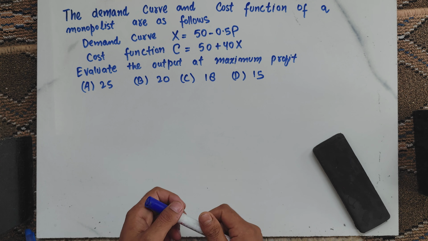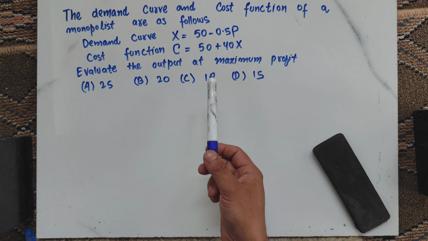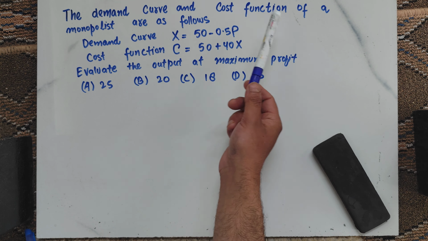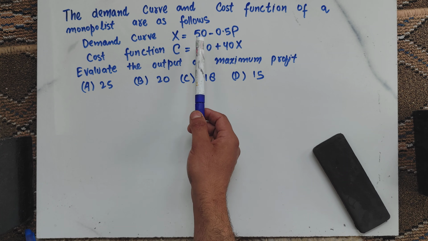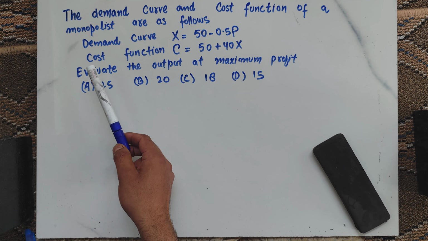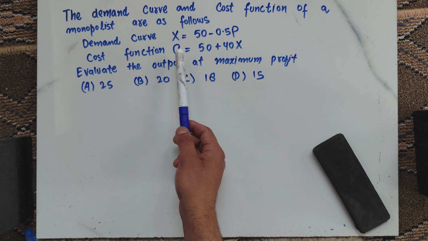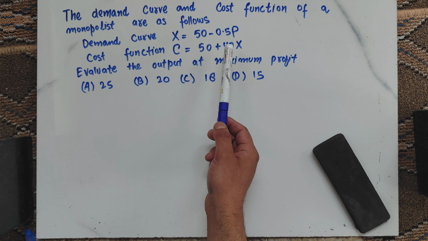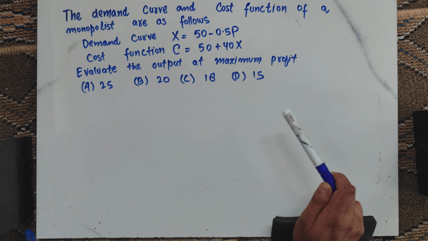In this video, we will learn how to find out the output at maximum profit from the demand and cost functions. The question is that the demand curve and cost function of a monopolist are as follows. Demand curve is x equals 50 minus 0.5p, where x is the output and p is the price. And we have the cost function c, cost as a function of output, which is equal to 50 plus 40x. We are supposed to find out the output at the maximum profit.